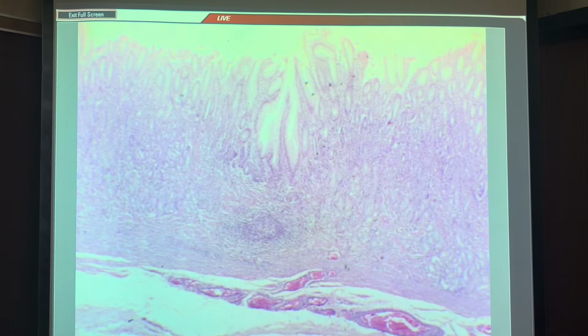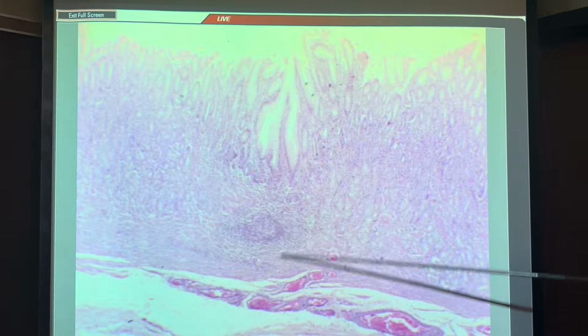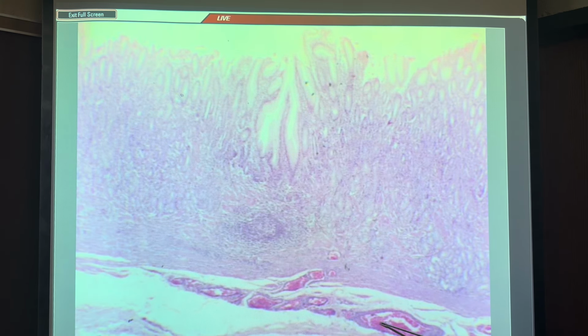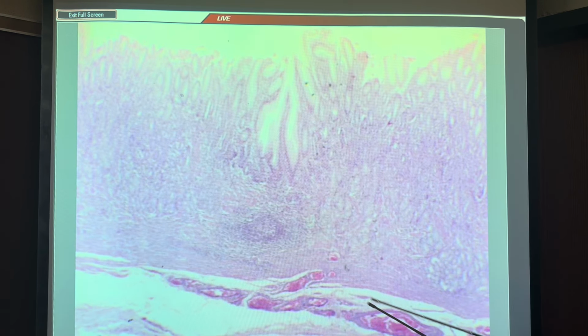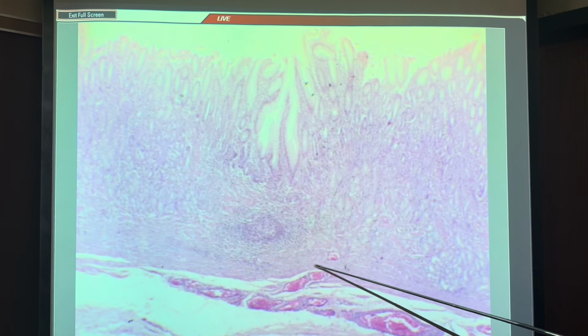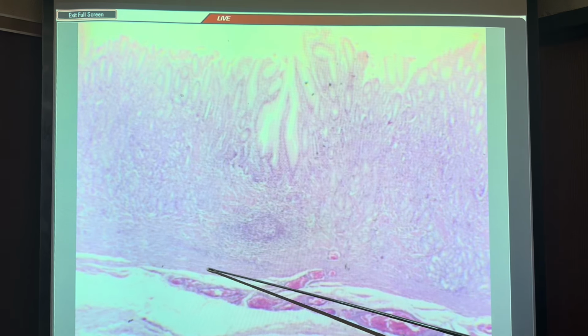So this is a stomach slide. And so here, this whole area up here, this is the mucosa. What we're seeing down here, these things right here are actually blood vessels. So that tells us we're in the submucosa down here. Now the very bottom of the mucosa down here, there's a little muscle here. This is called the muscularis mucosa. It's at the very bottom of that mucosa.